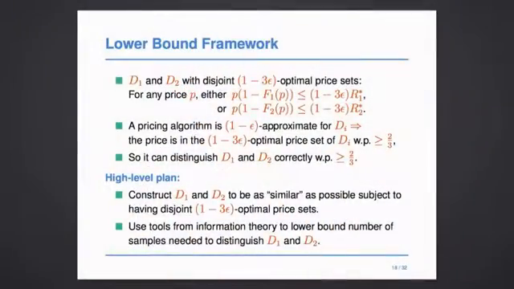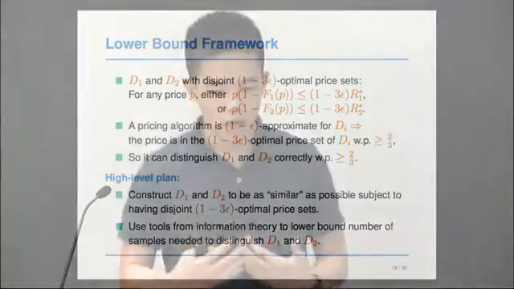So the high-level plan is to construct these two distributions to be as similar as possible, subject to having disjoint approximately optimal price sets, and then use tools from information theory to lower bound the number of samples we need to distinguish these two distributions, and that would translate to a sample complexity lower bound for the revenue pricing algorithm.